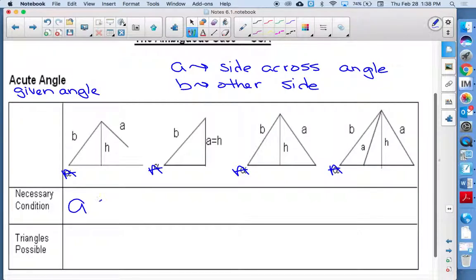Right. And that is the only condition that you need to know. If there's no triangle, A is less than H. You're done. Doesn't matter anything about the other side. So if A is less than H, there is no triangle.